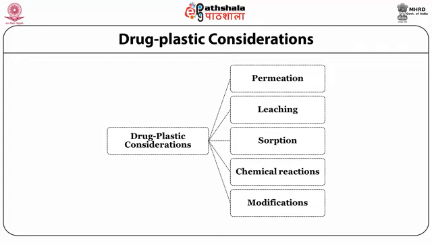Another thing is the chemical reaction. As the name indicates, in many cases there are some preparations which may react with the plastic, and it can form a very different type of moiety, and again it will make a very big question mark on the integrity of the preparation. And the last one is the modification, in which we generally make some modification in the plastic, so it can prevent the preparation from degradation or contamination.